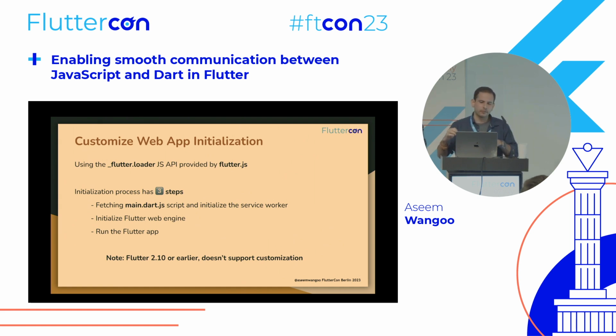This initialization is by default what we get out of a Flutter web project. We have the Flutter Loader JS API. The initialization process has 3 steps. The first is we fetch the main.js script, which internally initializes the basic setup. Then we initialize the Flutter web engine. And at the last, we run the Flutter web app. And you don't have to do this. This is automatically taken care of by the Flutter team. This is what we get. And this is supporting 2.10 and earlier.